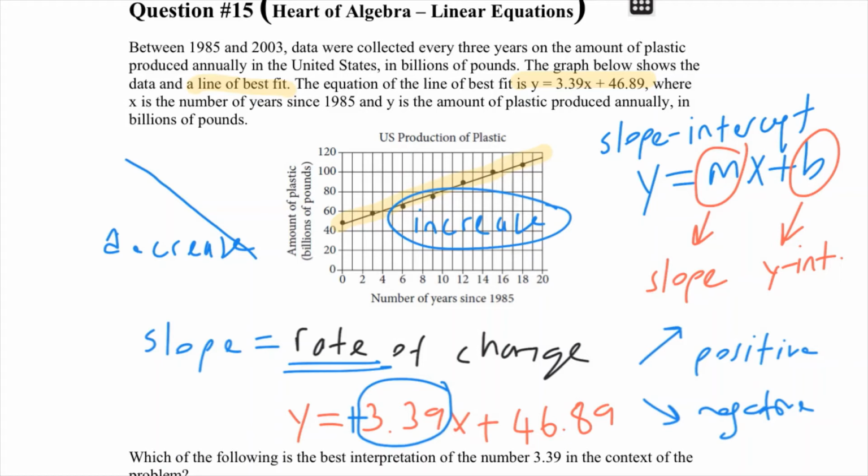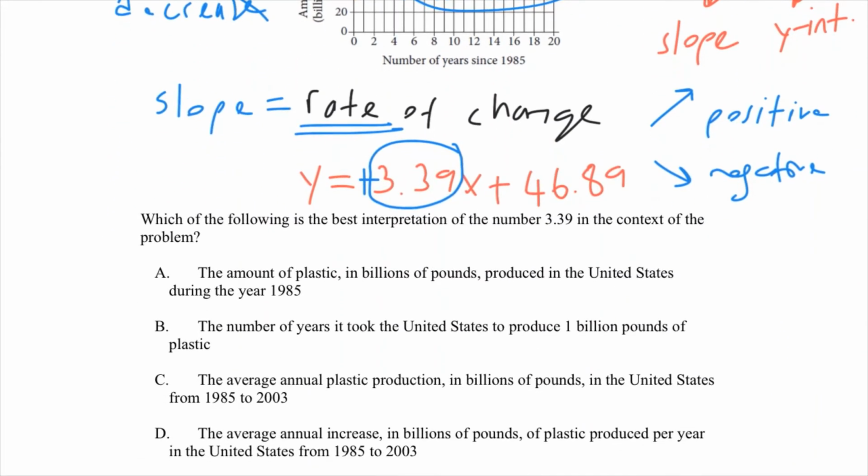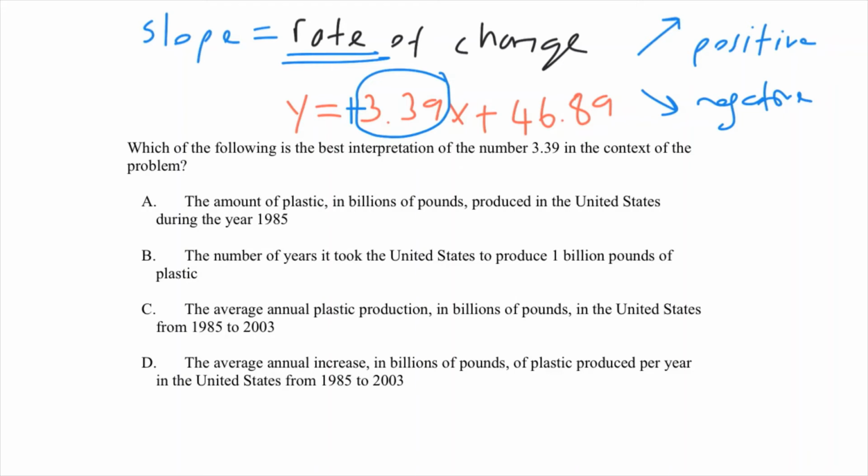So now let's go to the answer choices. Let's see what they are telling me about 3.39. The first one says 3.39 is the amount of plastic, in billions of pounds, produced in the United States during the year 1985. What I am looking for is a rate of change, and it is a positive number, an increase. So this is not the rate of change. It's just an amount of plastic. So this is not a possible answer.